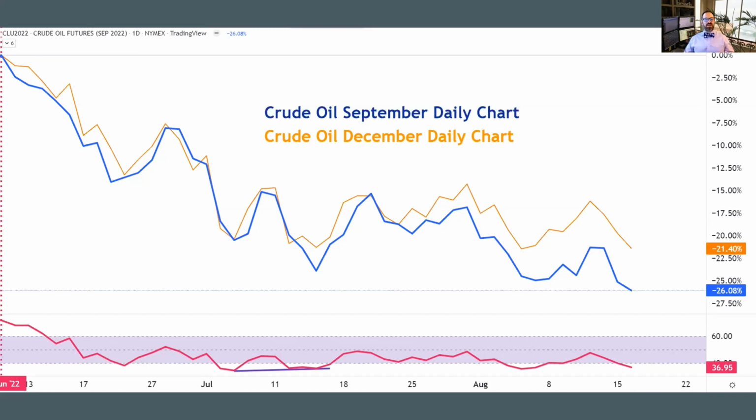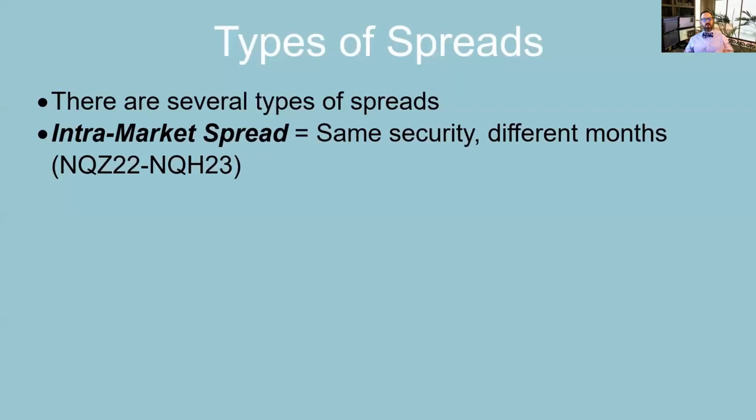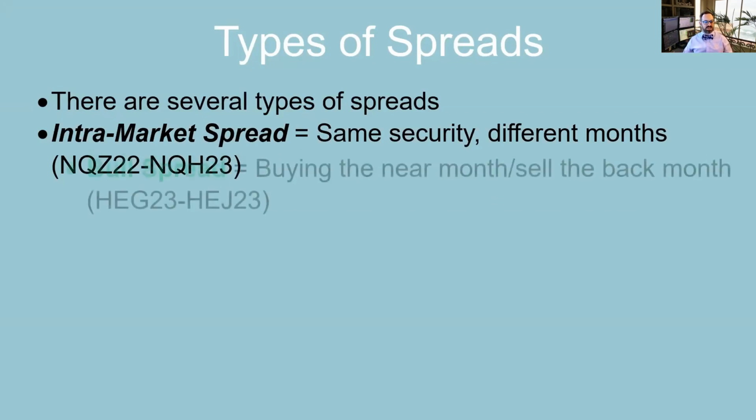So then we have the back or far months. Well, what you see in this move is that both of them are moving down. However, the front month, because it has more activity, more volume, will typically move further and faster in the direction of the trend. So when we look at an intra-market spread, we can either buy the front month or sell the front month, and you would simply do the opposite on the back month. And here's why we would do this.